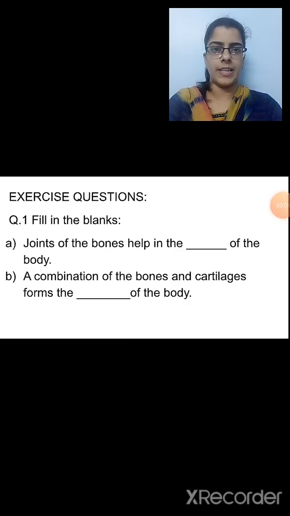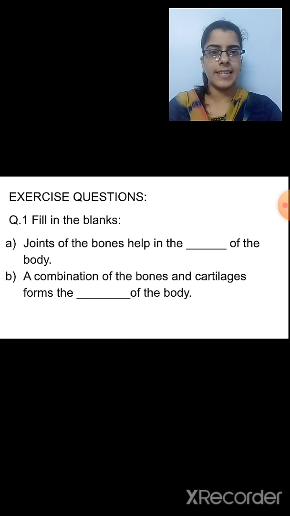Question number 1 is fill in the blanks. Let's see the first question. Joints of the bones help in the dash of the body. In what do the joints of the bone help? Joints of the bone help in the movement of the body. Next question. A combination of bones and cartilage forms the dash of the body. So bones and cartilages form the skeleton of the body.